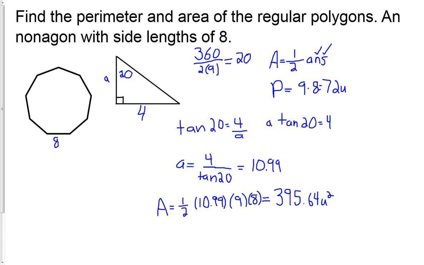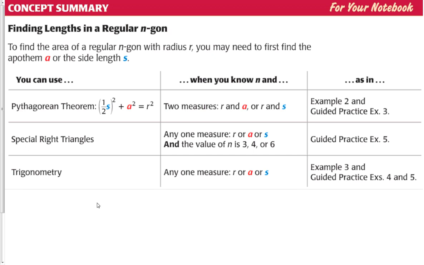So if you haven't noticed, the pattern typically is we need to use trig when we only have either R, A, or S. Now, generally, I like to give you either apothem or side, so that we're using tangent to solve for the remaining piece. We can use special right triangles if it's a 3, 4, or 6-sided polygon, because then we've got the 45, 45, 90, or 30, 60, 90 triangles. And then we use Pythagorean theorem when they give us 2 of them, like we did in that first example.